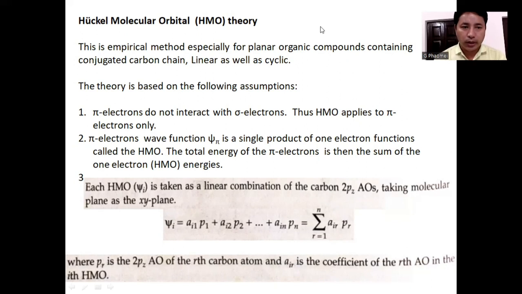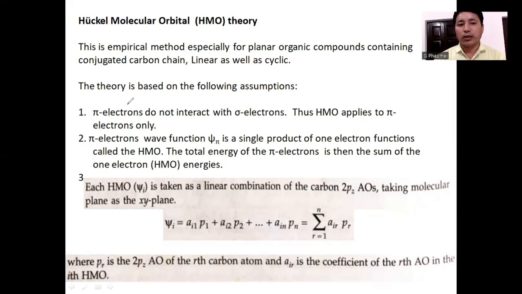So today we are going to discuss Hückel molecular orbital theory from quantum chemistry. This theory is an empirical method made by Hückel, especially for planar organic compounds containing conjugated carbon chains, linear as well as cyclic. So this theory is based on the following assumptions.